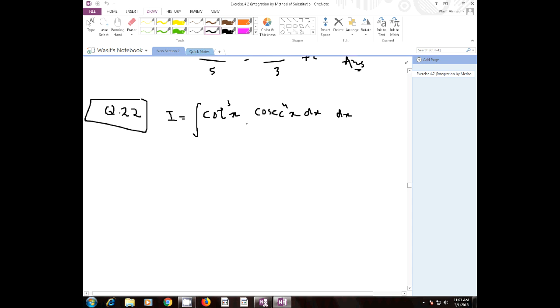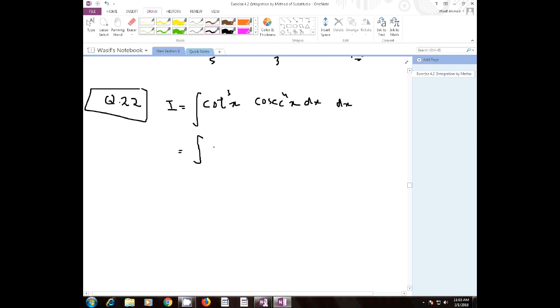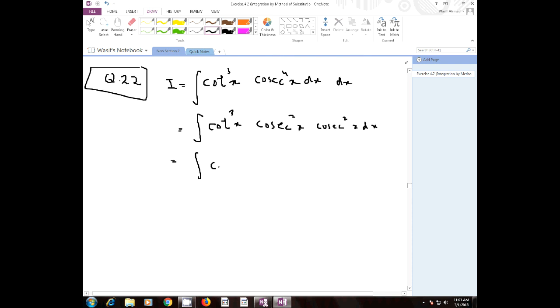So actually, you can write it like cot cube x cosecant square x multiplied by cosecant square x dx. And in place of cosecant square x, you have to put 1 plus cot square x, and the rest of the terms would be written as themselves, cosecant square x dx.